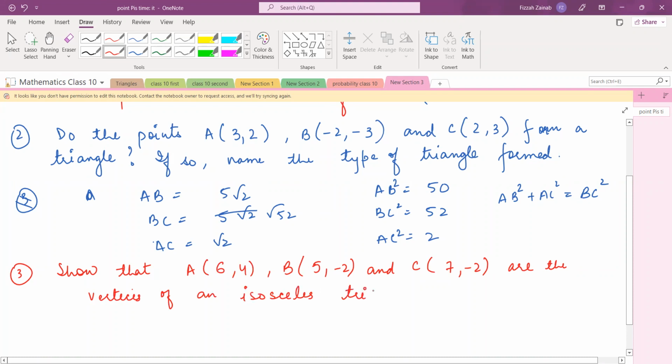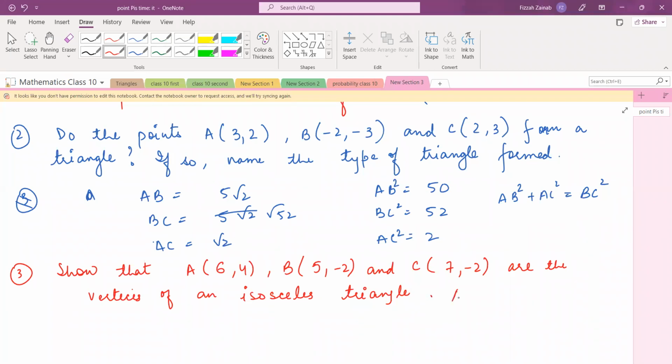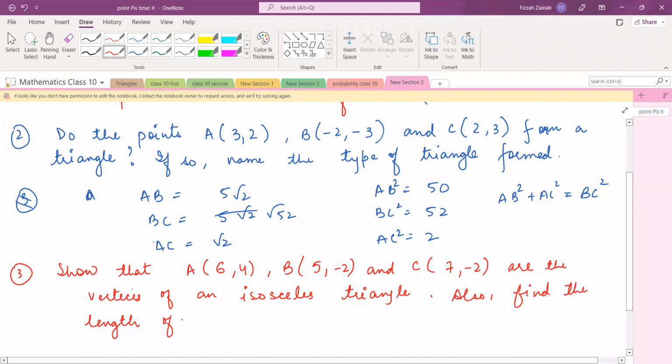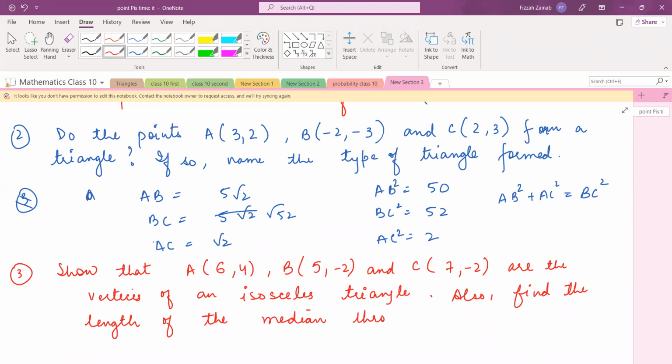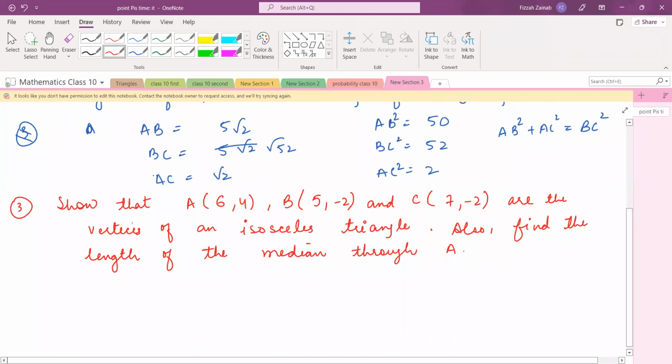See, all these questions were previously asked in CBSE. Okay, so you have to show that. Also, find the length of the median through A. So first of all, tell me which side is equal to which side.